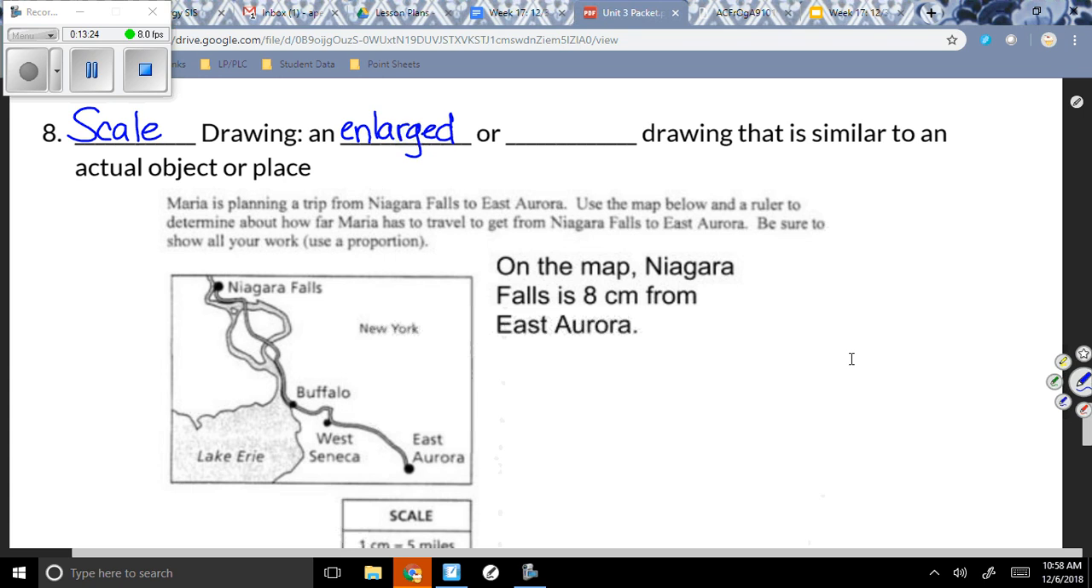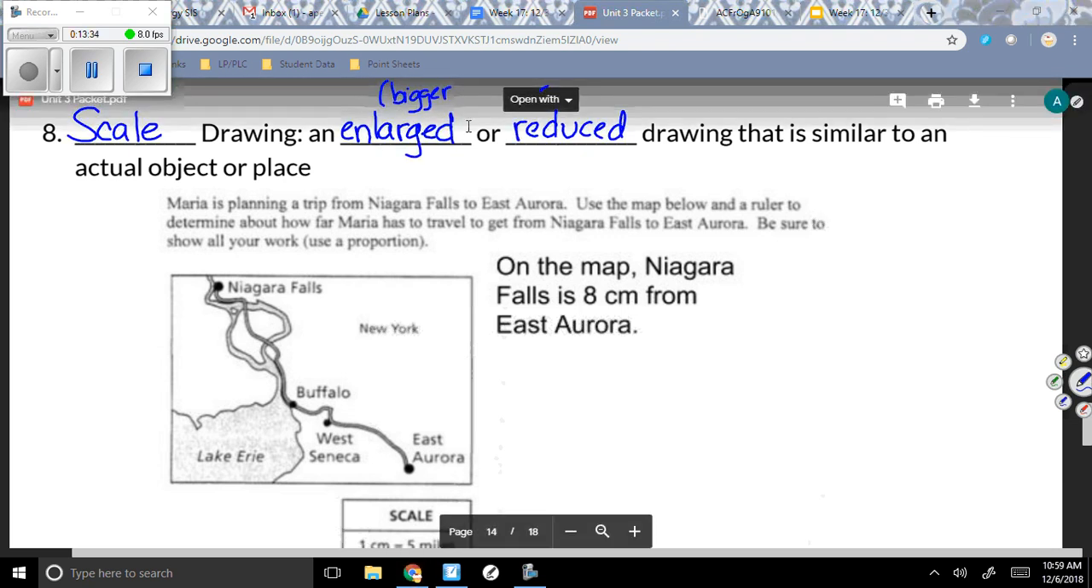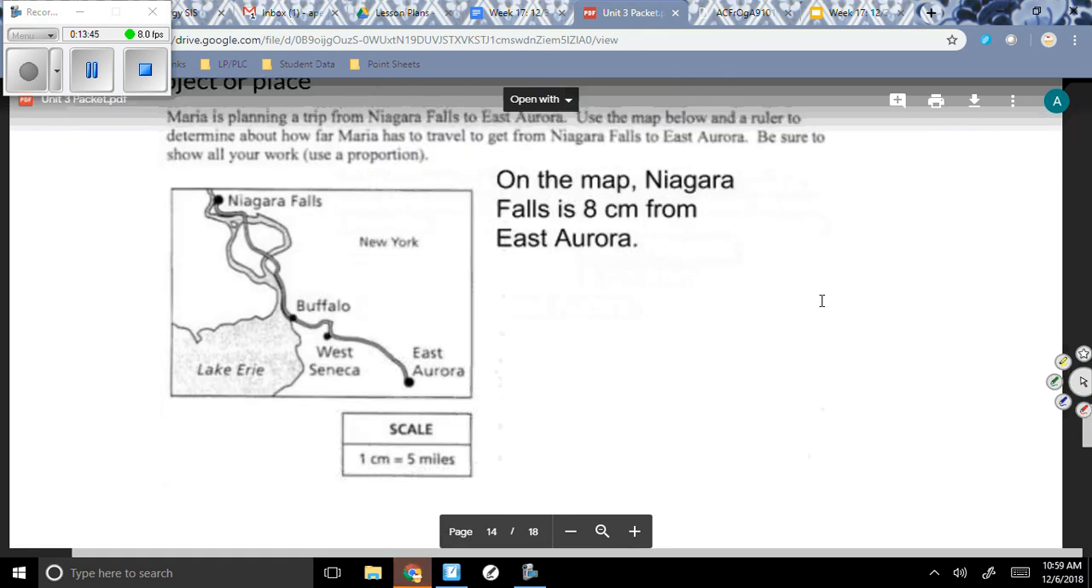So remember that word enlarged actually means bigger. That's another way to say it. And reduced means smaller.